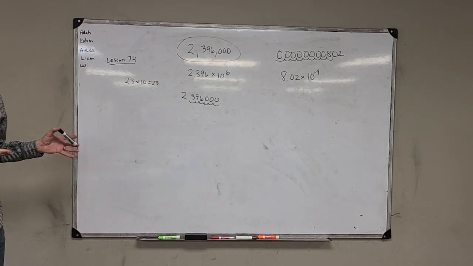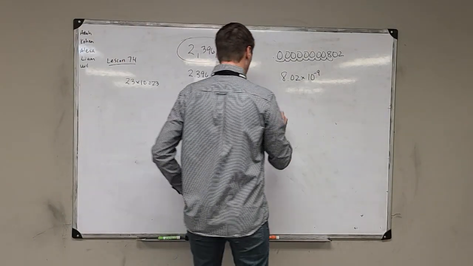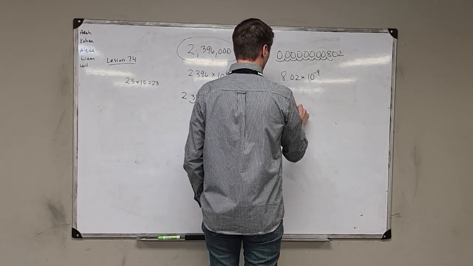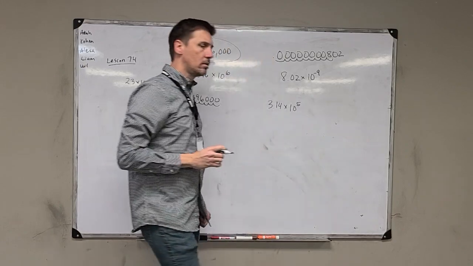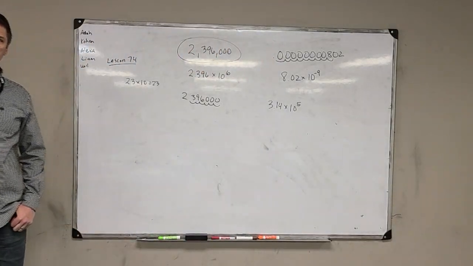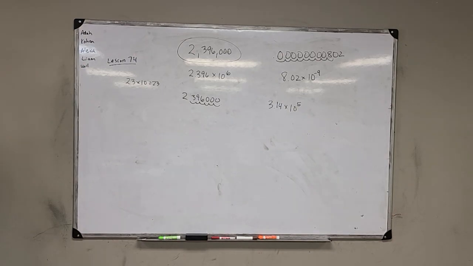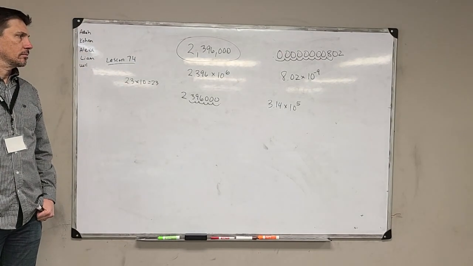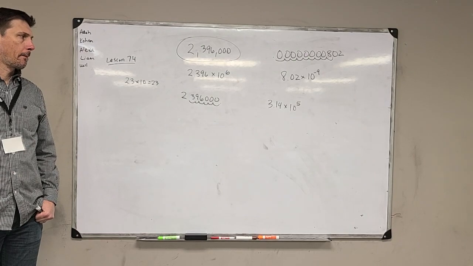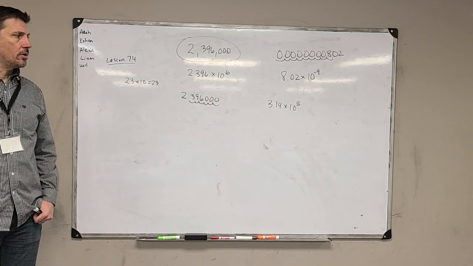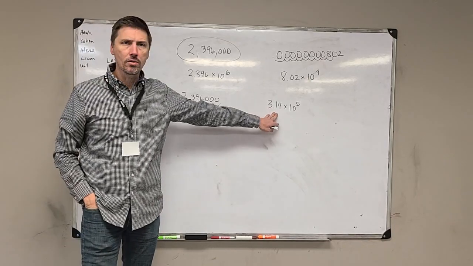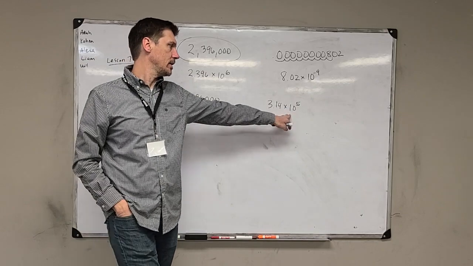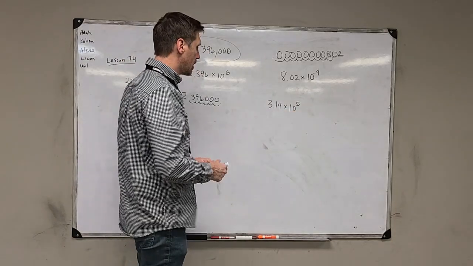All right, let's see if we can do the reverse. What if I gave you a number in scientific notation and I said, write 3.14 times 10 to the 5th power, write that in decimal notation. So what would you guys tell me that that would be? Is my number in decimal notation going to be bigger or smaller than 3.14? It's going to be bigger, right? We're multiplying times 10 to a positive power, so our number is going to be bigger.